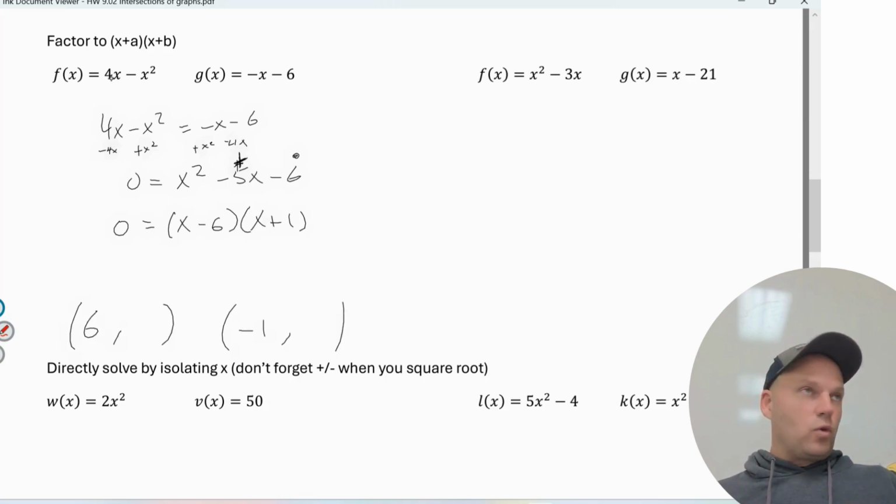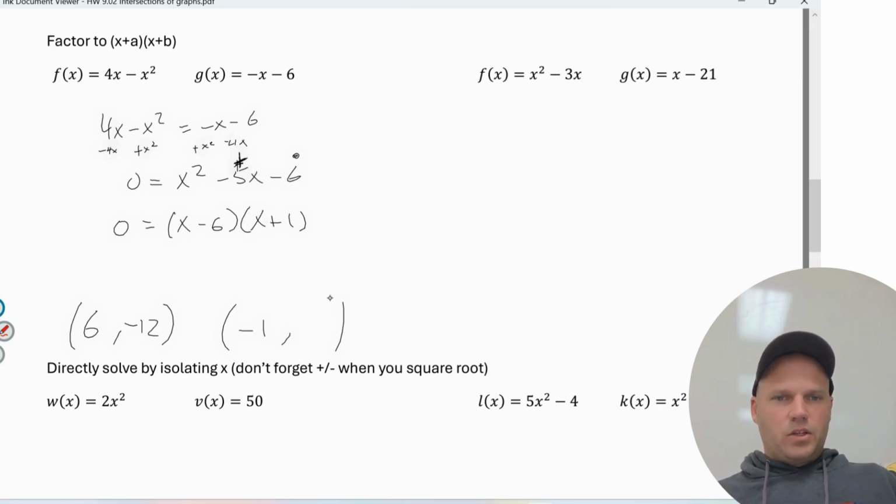So we get x equals 6, and we get x equals negative 1. When x equals 6, I have 24 minus 36, which is negative 12. When x equals negative 1, I have negative 4 minus 1. Negative 4 minus 1 is negative 5.